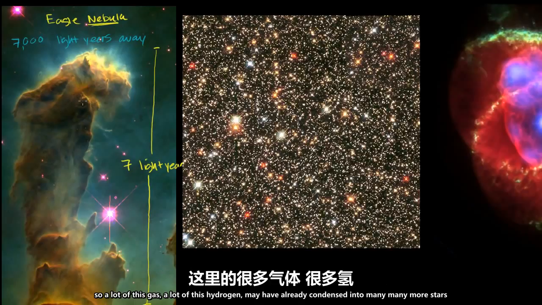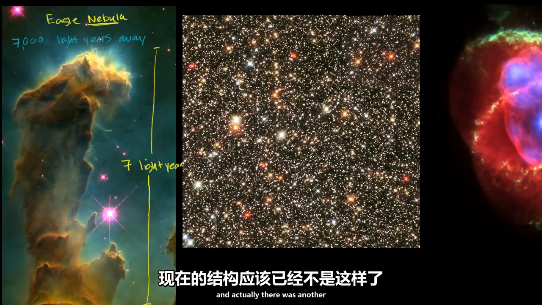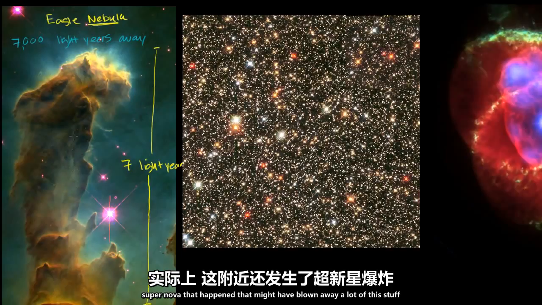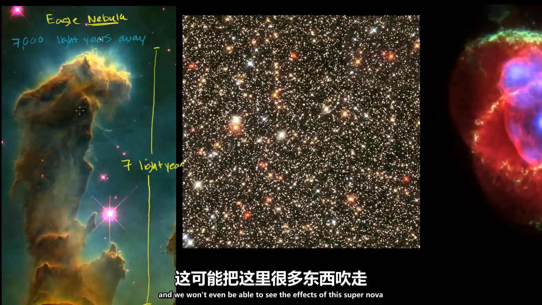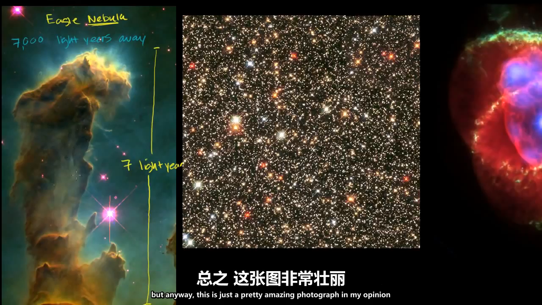So a lot of this gas, a lot of this hydrogen, may have already condensed into many, many more stars. So the structure might not be the way it looks right now. And there was another supernova that we think might have blown away a lot of this dust, and we won't even be able to see the effects of that supernova for another 1,000 years. But anyway, this is just a pretty amazing photograph in my opinion.